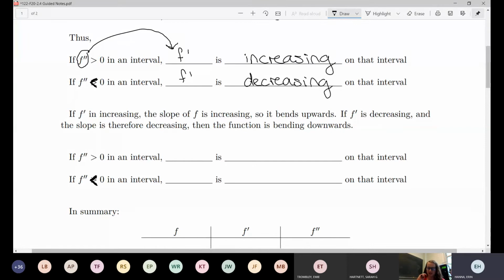Essentially, if the second derivative is positive in an interval, the original function f is concave up on that interval. Before, we just had to look at whether it bends upwards or downwards, and at this point we still have to do that a little bit, really by sight. But eventually we'll get to things where we don't have to use our eyes and we can use algebra and calculus. If the second derivative is negative, then the original function is going to be concave down.